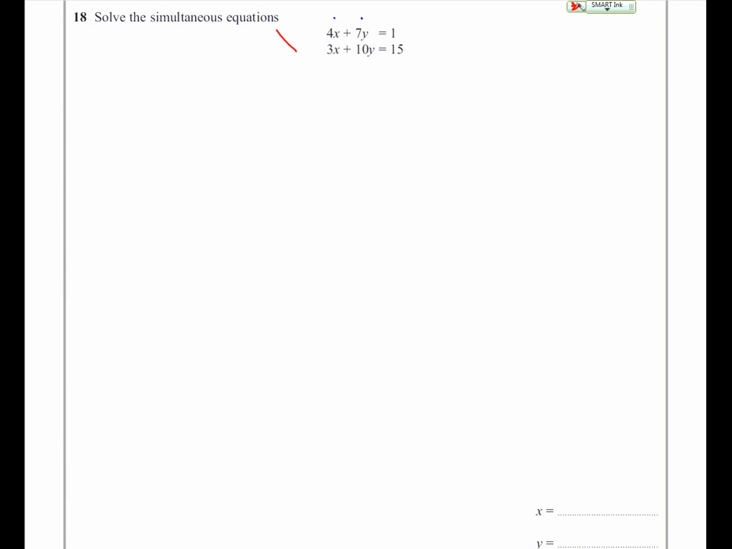So I called it step X because you multiply. And you multiply the opposites. This is a 3, so you multiply this one by 3. This is a 4, so you multiply this one by 4. The opposite way around. Times 3, times 4, to the whole equation. Top equation, let's write in green. Times by 3. 4x times 3 is 12x. 7y times 3, 21y. 1 times 3, 3. Let's do the next one in blue. 3x times 4 is 12x. 10y times 4 is 40y. 15 times 4 is 60.